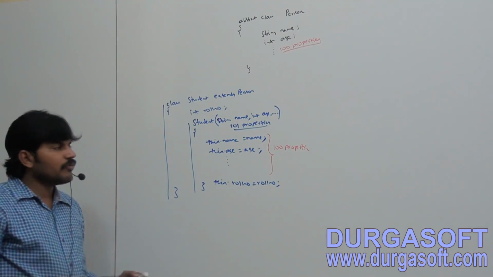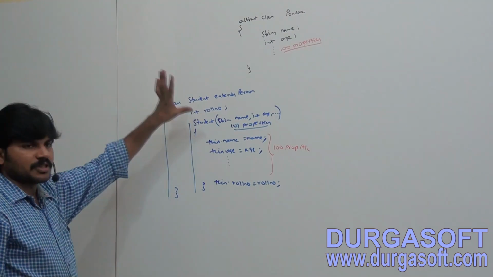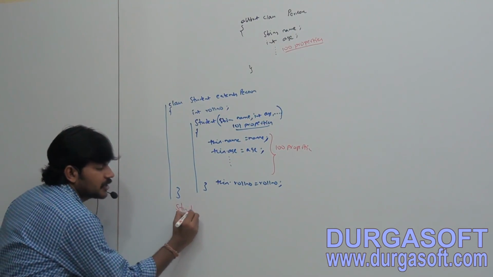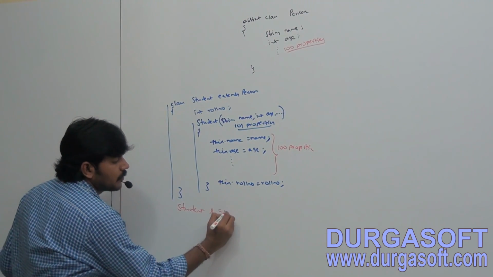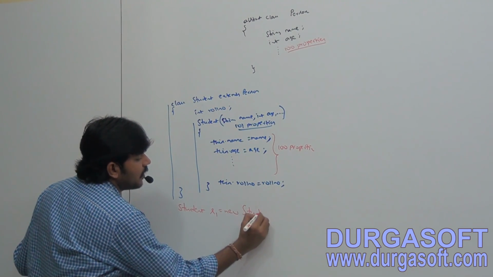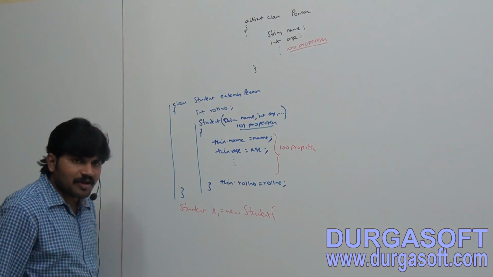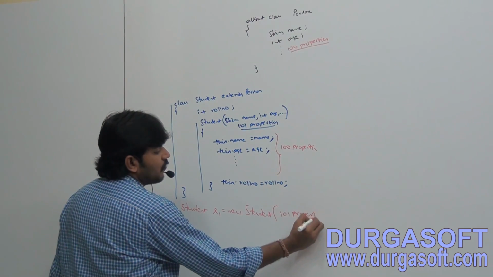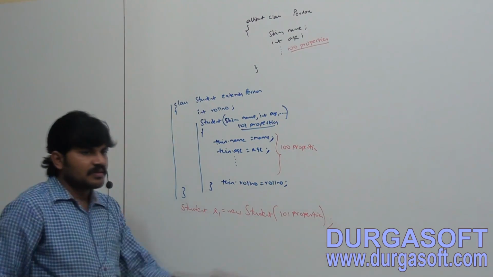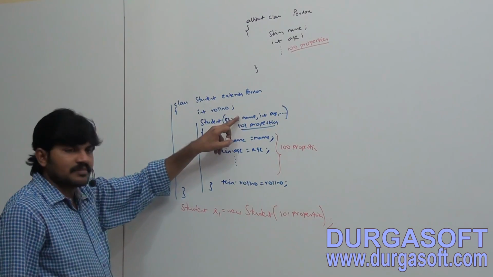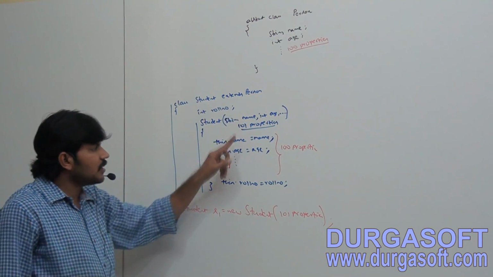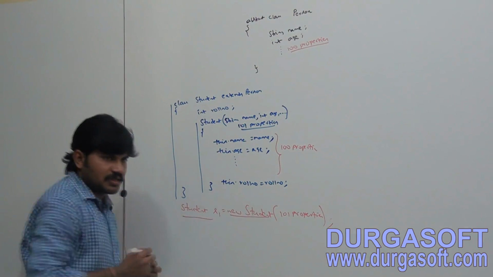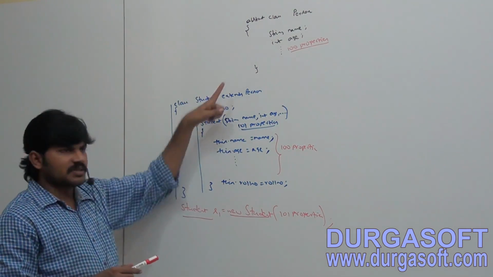Are you getting? So I'm creating an object here. Student s1 is equal to new Student of, how many properties do I have to pass? 101 properties I'm passing. These 101 properties are coming to the constructor arguments, and these 101 properties are being assigned to this current object, right? Are you able to see the flow?